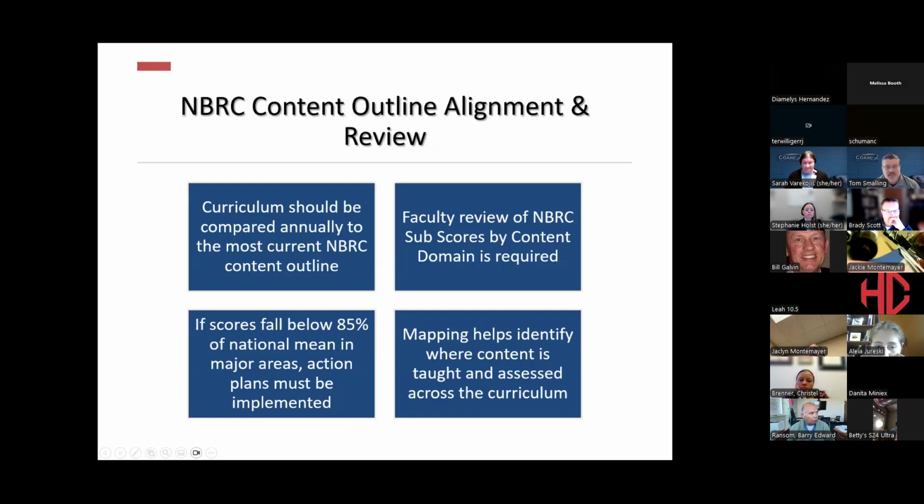So, the outline alignment and review conducted annually. You want to be prepared to show documentation. That's going to be on an annual basis. That's required now. The subscores, you have to put that information in. We may be doing some modifications, but right now we're keeping that 85% of the national mean. That's what we're looking at.